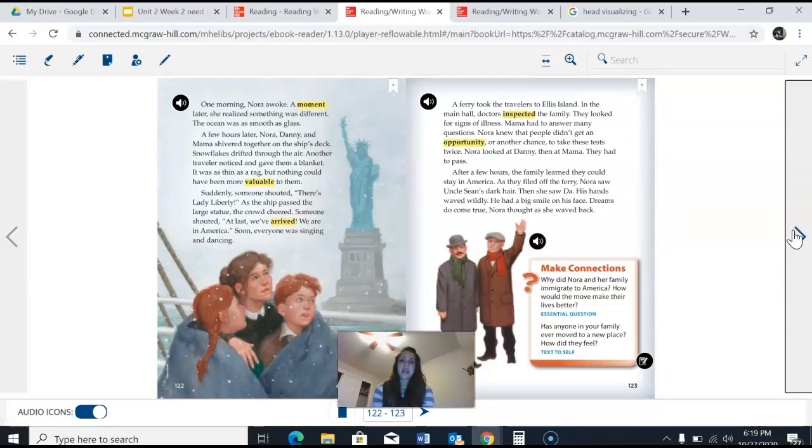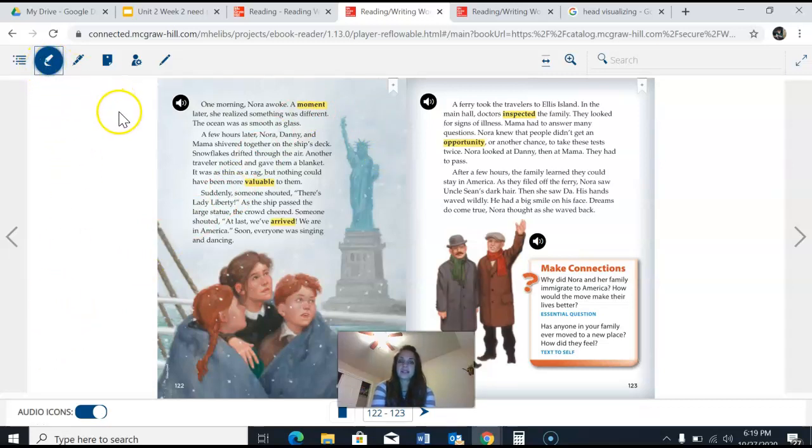Let's read the next paragraph, the very first paragraph on this page. And now it's your turn to identify the simile. One morning, Nora awoke. A moment later, she realized something was different. The ocean was as smooth as glass. What is the simile the author is using? What does that simile help you to visualize? Let's check your thinking.